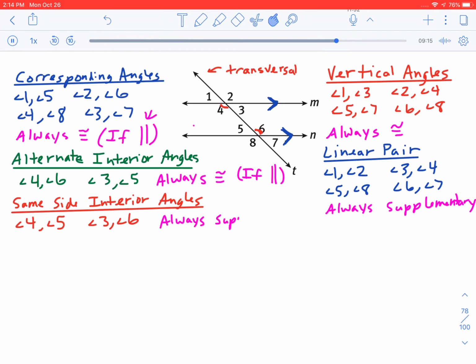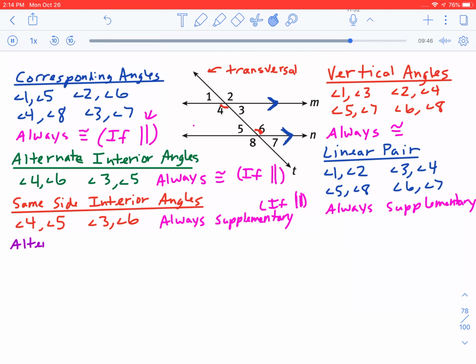So you'll see that every one of these relationships, if the lines are parallel, is either two angles that are congruent or two angles that are supplementary, okay? And we have two other kinds, and let's go ahead and get those. Let's go back to the alternate.